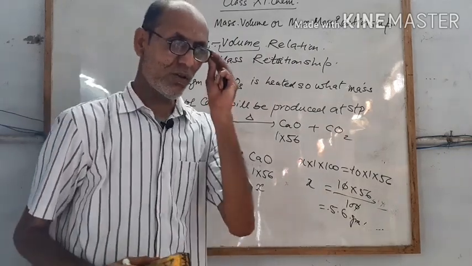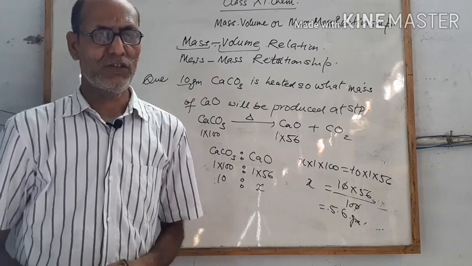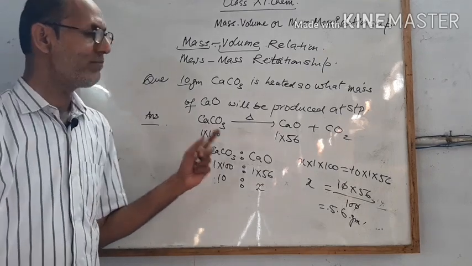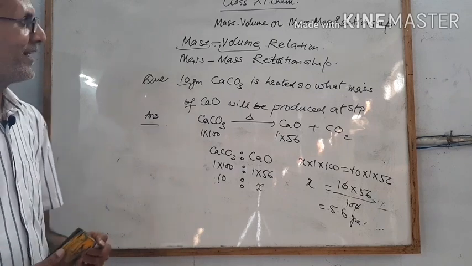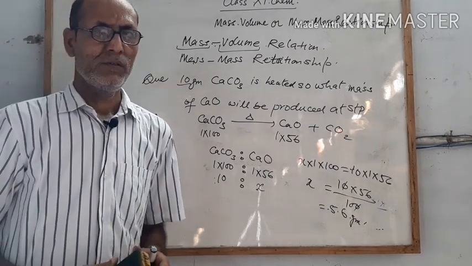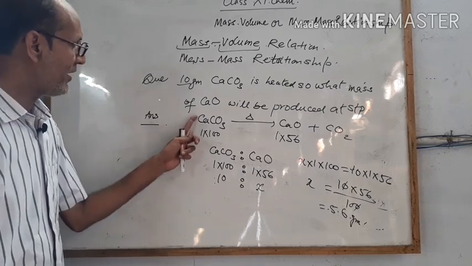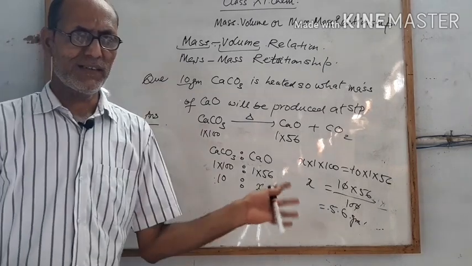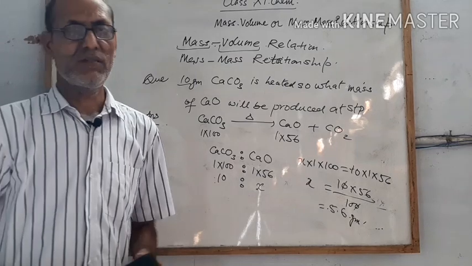I think you have got how to find the mass or volume in the given equation, but it is compulsory, dear student, to write and balance the proper equation. If you write a wrong equation or an unbalanced equation, your answer can be wrong, because here what I have written is 1 into 100. If the reaction is balanced by any other number and you write 1, the answer will be wrong.